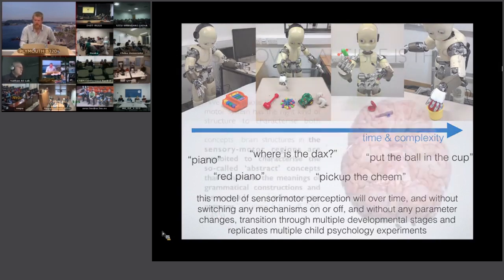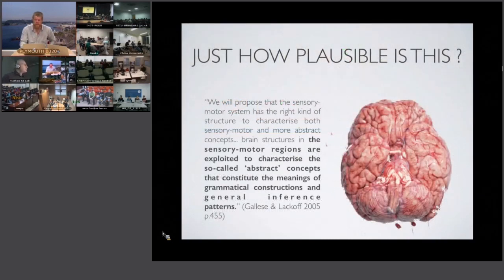So let's try and connect this back to where we started. How plausible is this account? Well, there's lots of neuroscientific data supporting these ideas. This is a quote from Gallese and Lakoff. Gallese is the neuroscientist, Lakoff is a linguist. They proposed that the sensory motor system has exactly the right kind of structure to characterize not only sensory motor, but also more abstract concepts. The sensory motor regions are exploited to characterize the so-called abstract concepts that constitute the meanings of grammatical constructions and general inference patterns.